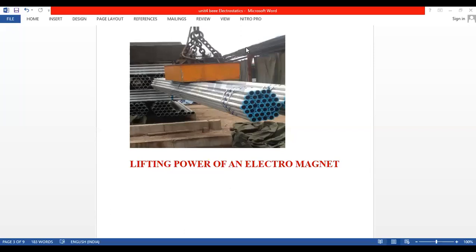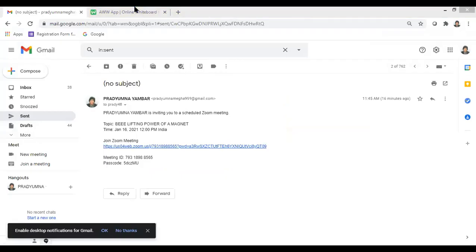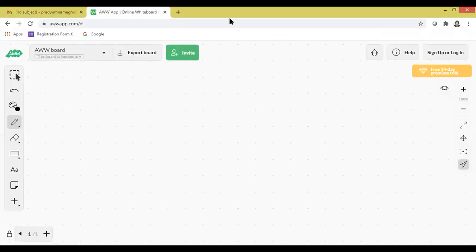So first, all students, please draw along with me the basic electromagnet. Start drawing now. One second. Let me share the digital board on the screen. On the screen now, the board is visible. Anyone confirm? Yes, sir, the whiteboard. All of you, see how to draw the basic electromagnet. First see and draw.